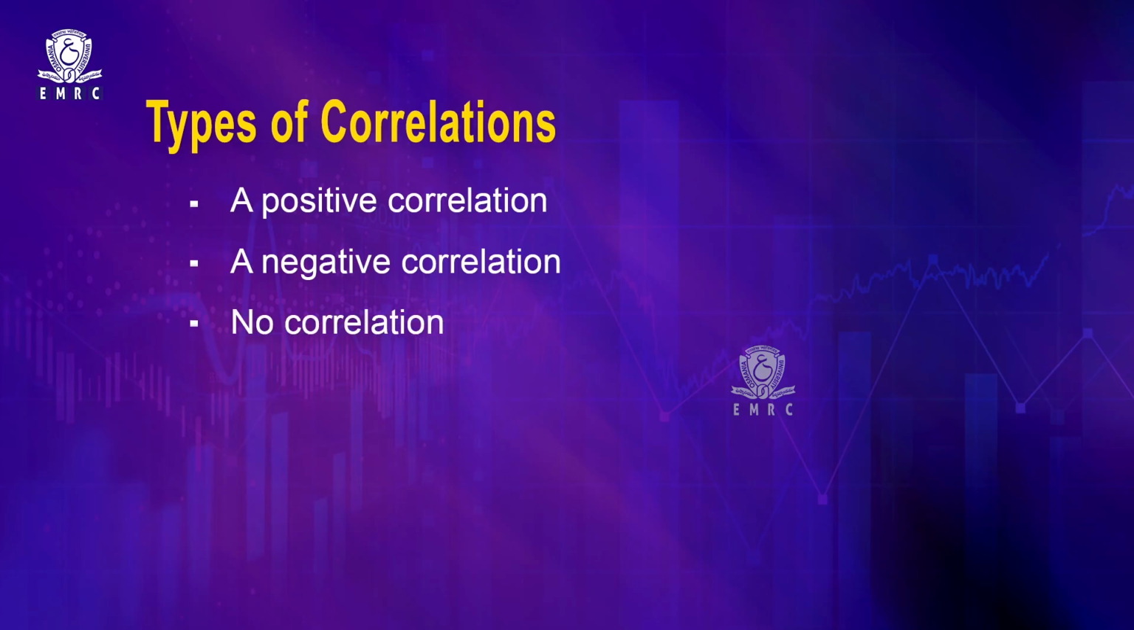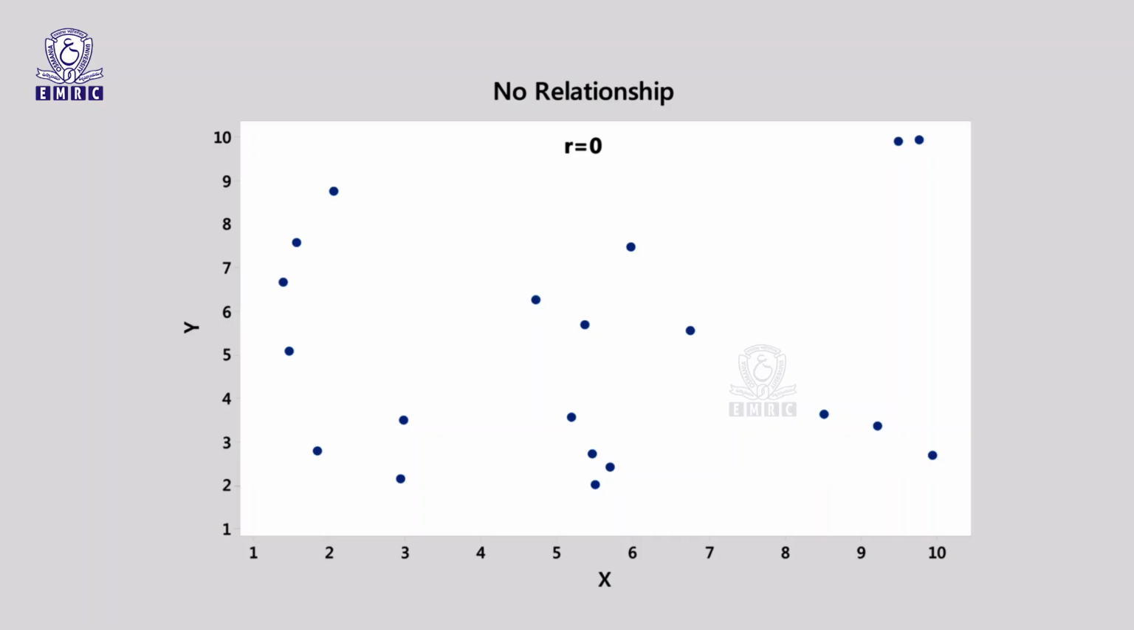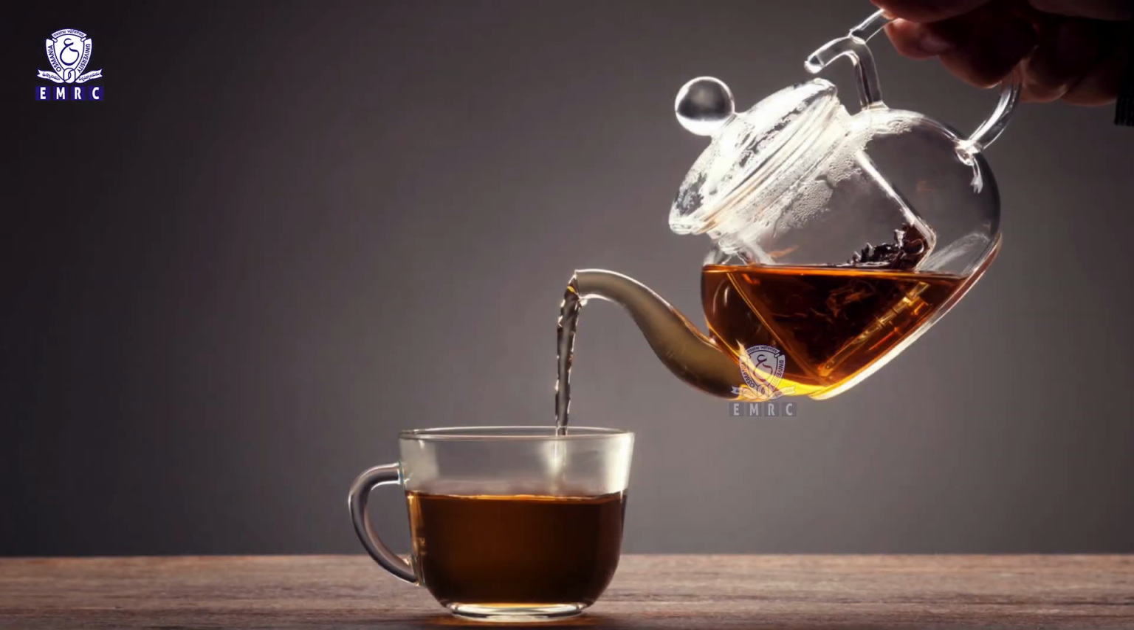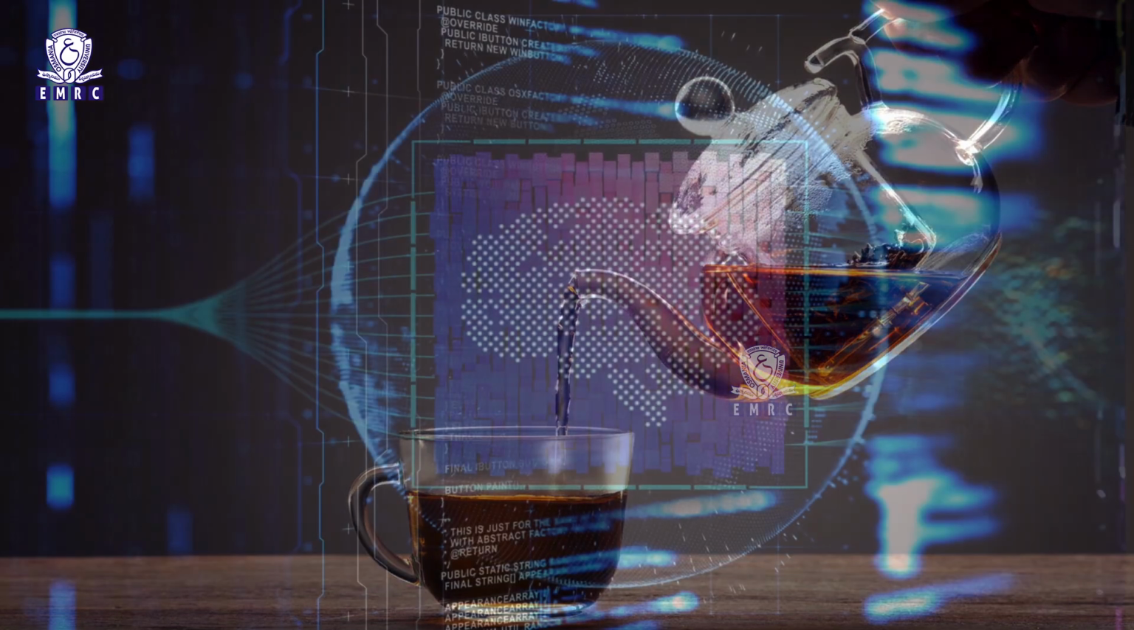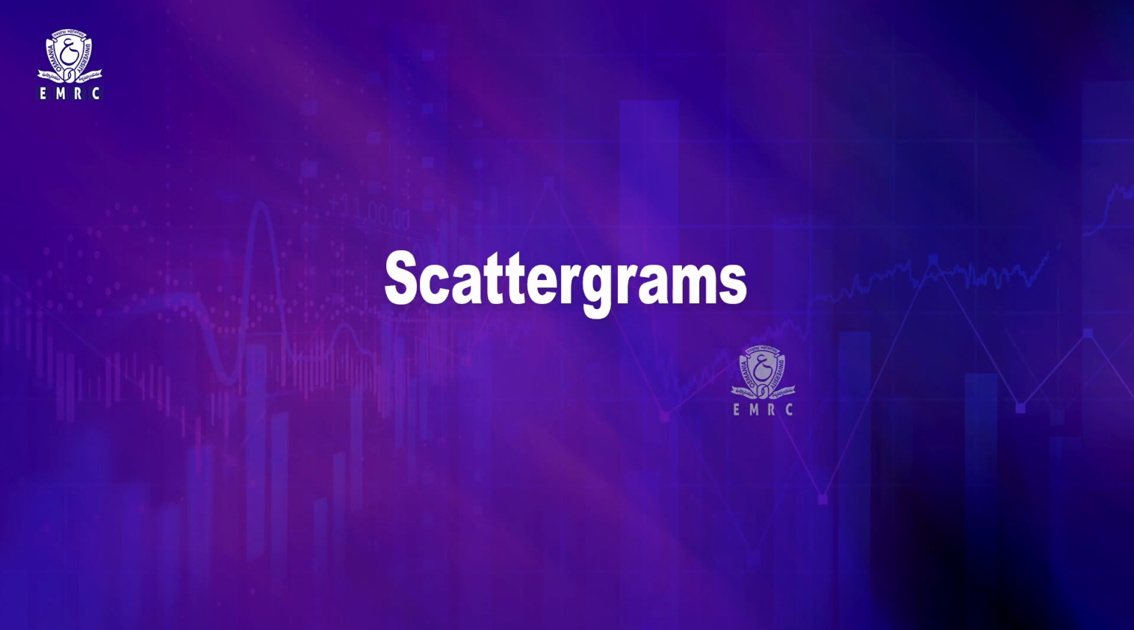A zero or no correlation exists when there is no relationship between two variables. For example, there is no relation between the amount of tea drunk and the level of intelligence.